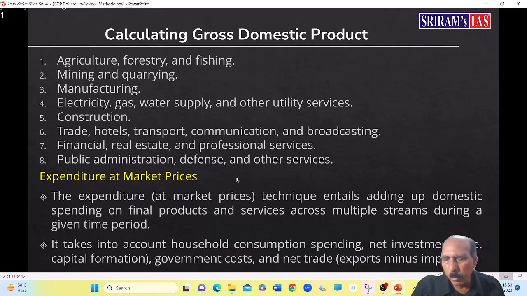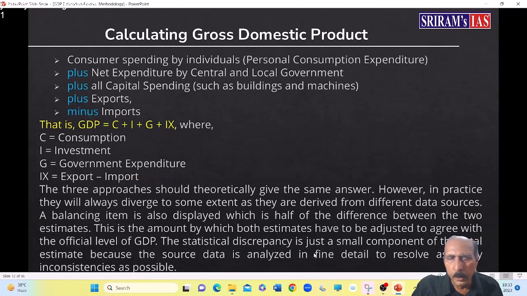The last method is the expenditure method, in which we look at the expenditure done by the consumers, by the investors, by the government, or by the exporters and importers on the various goods and services. Because the expenditure done by the different groups should be equal to the value of output produced. By definition, it should be. But if they are different, it is because of the taxes and subsidies imposed by the government at various levels.